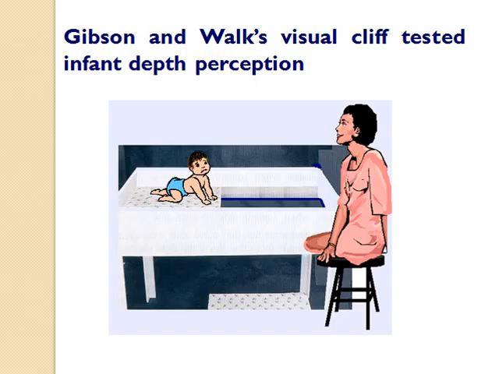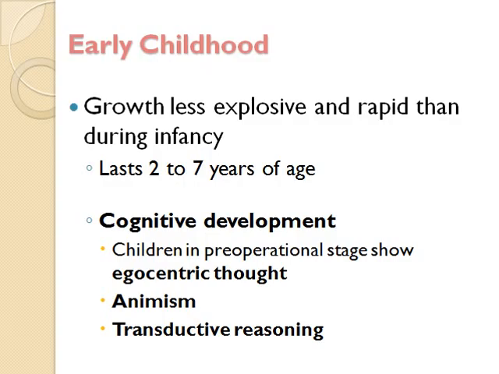Early childhood. In this stage, the growth is less explosive and rapid when compared to infancy. Early childhood starts from 2 years and lasts up to 7 years. The cognitive development, which was a little rapid when the child was an infant, is now slowing down. You find the children in the pre-operational stage, and they show egocentric thought. They give importance to I. They long for appreciation. And animism and transductive reasoning are more commonly found during this stage.